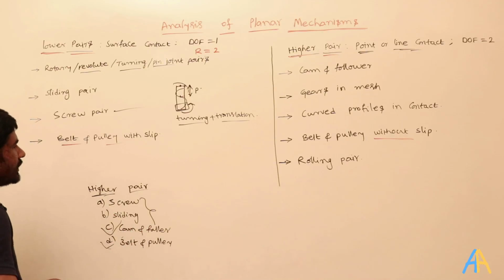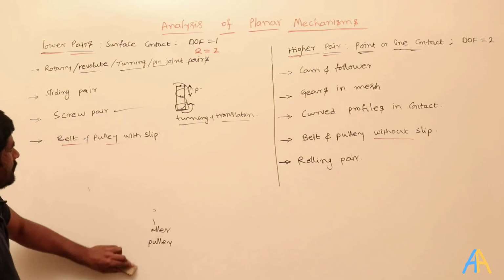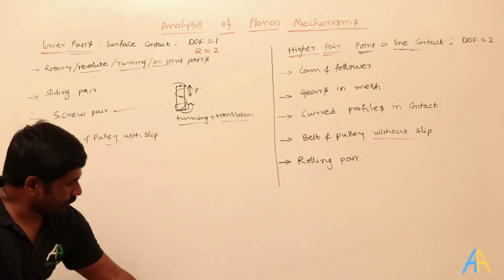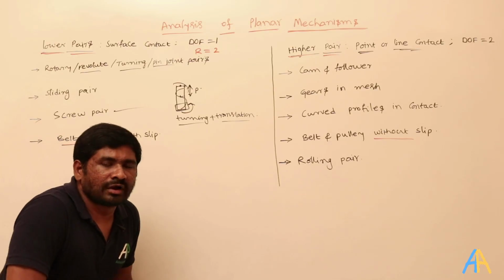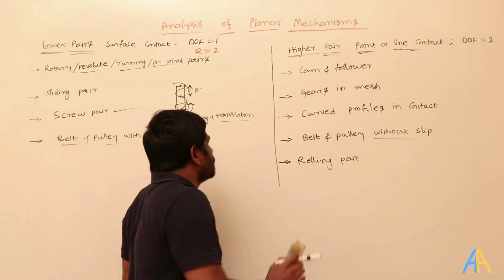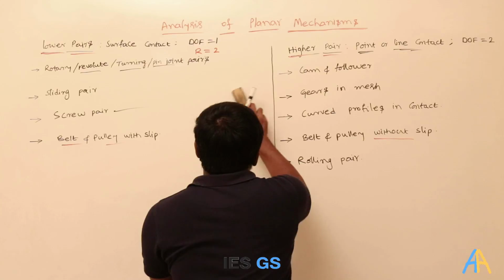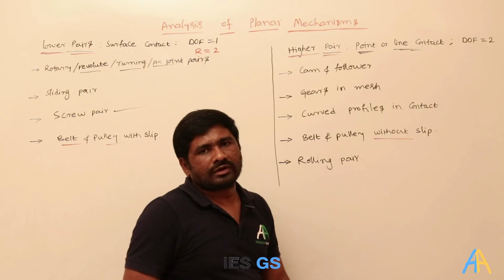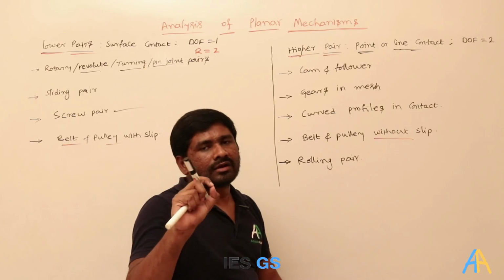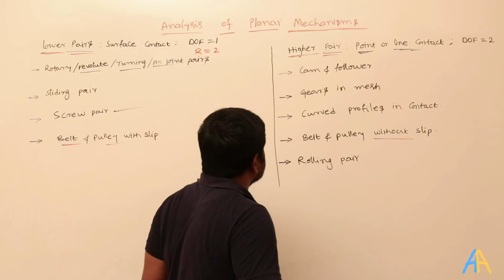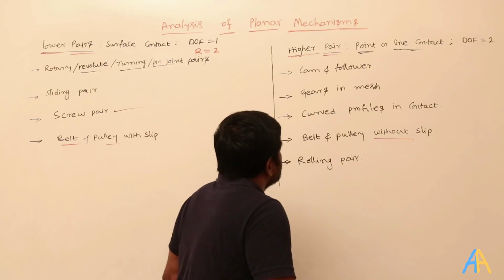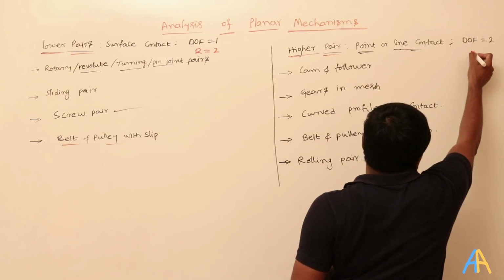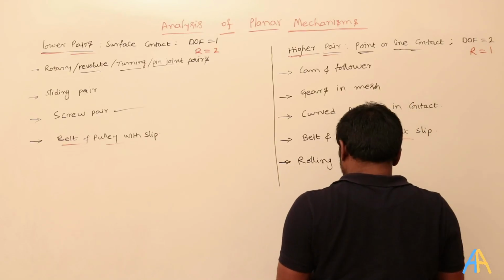And then coming to the higher pair, it is always easy to identify which one is higher and which one is lower. You need not go into the mechanism, and even if you are unable to find out whether it is giving 2 degrees of freedom or 1 degree of freedom, the only thing you need to observe is whether the contact is a line or a point. That is what you need to identify. So the first one is the cam and follower, and in this case the degrees of freedom is 2. That means how many restrictions are there? There is only one restriction in the degrees of freedom out of 3.